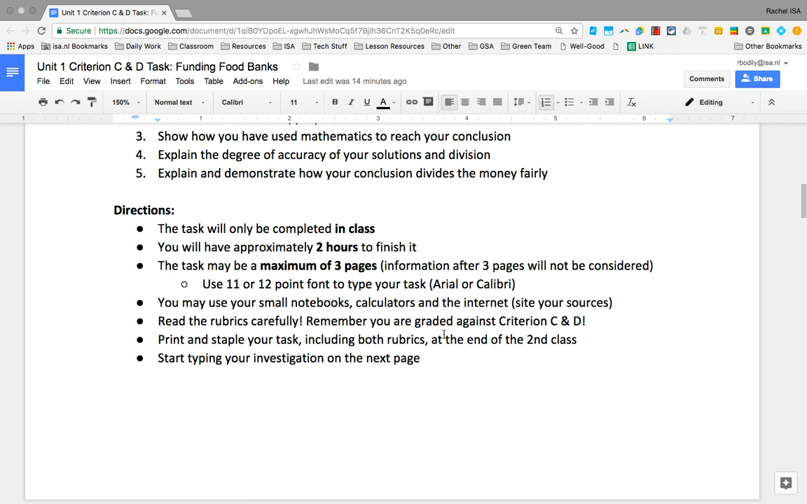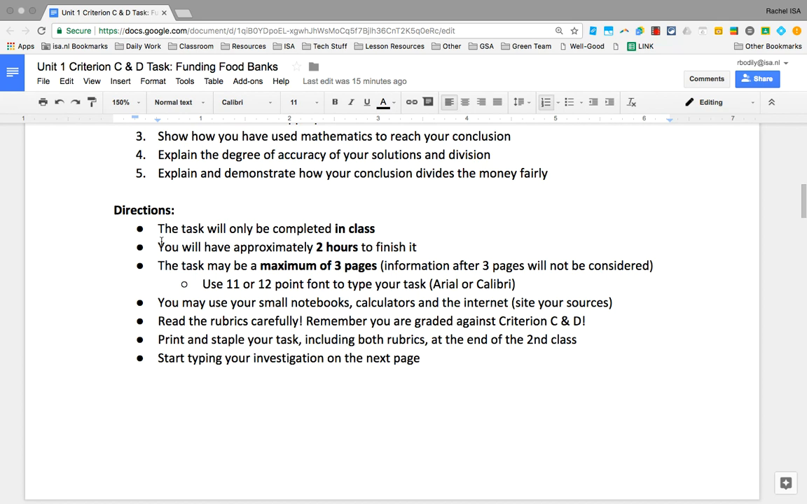So here are the directions. The task will only be completed in class. So again, we have this period and next period to finish it. You'll have approximately 2 hours. The task may be a maximum of 3 pages. So any information after 3 pages is not going to be considered. The reason I do this is so that you really are clear and you are concise and you are consistent with your wording. Typing more and more and more stuff, quantity is not better than quality. So say things once and say them straight.